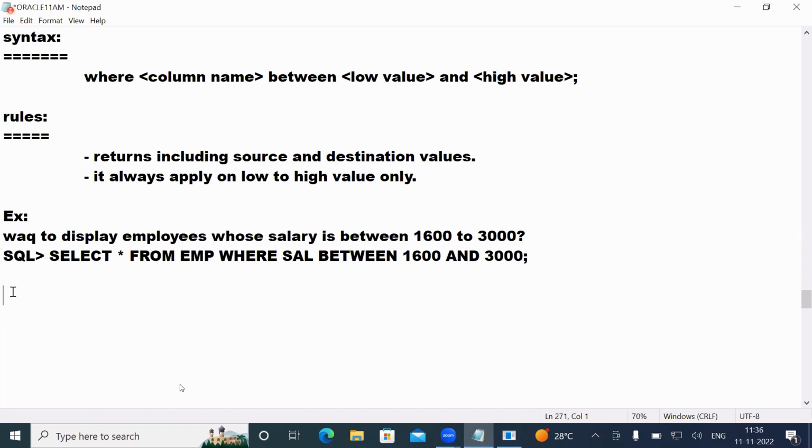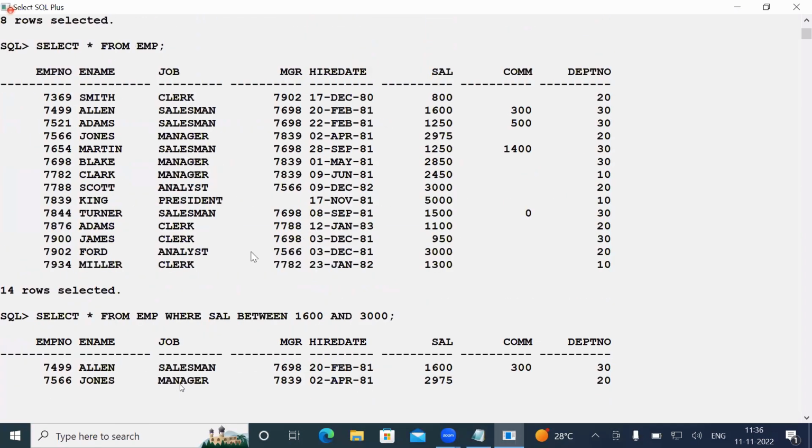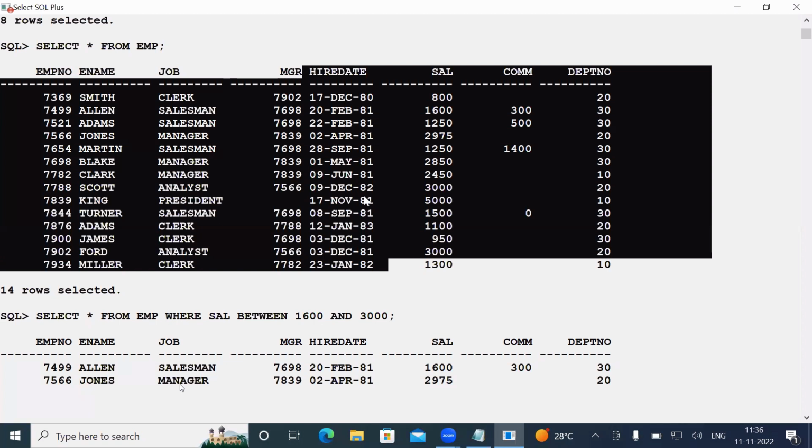And the next example, observe. Write a query to display employees who joined in the year 1981. Now I want to find the people who joined in 1981. Here you can see there are 14 employees in total, and every employee's hire date is there. Somebody joined in 1980, 81, 82, 83, but I want the 81 people.